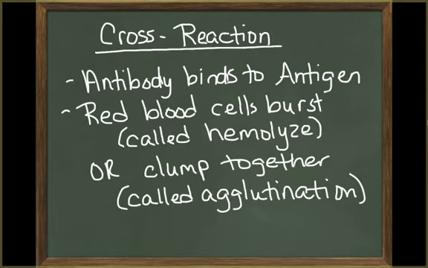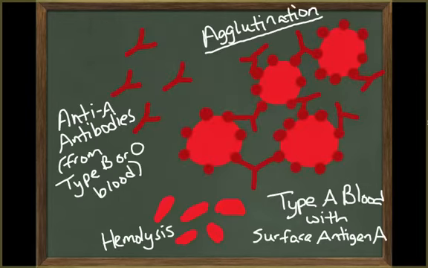When an antibody meets its specific surface antigen, the red blood cells agglutinate and may hemolyze or burst. This reaction is called a cross reaction. For instance, an anti-A antibody that encounters A surface antigens will cause the red blood cells bearing the surface antigens to clump or break up. These clumps can plug small blood vessels in the kidneys, lungs, heart, or brain, damaging or destroying affected tissues.